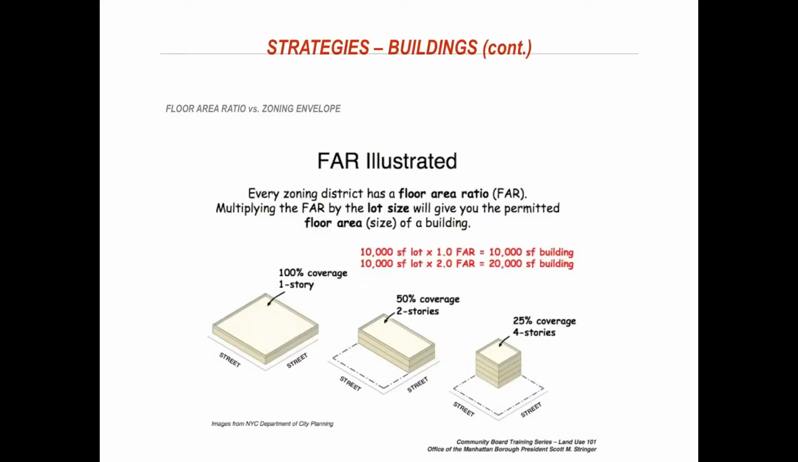Illustrations of FAR. Basically, this explains how FAR works. If you have a 10,000 square foot lot with a 1 FAR, that means you can build 10,000 square feet. The same thing with a 2 FAR means 20,000 square feet. So then, how you lay out the building, you can't go over that amount of square footage at floor level. Something to be aware of.